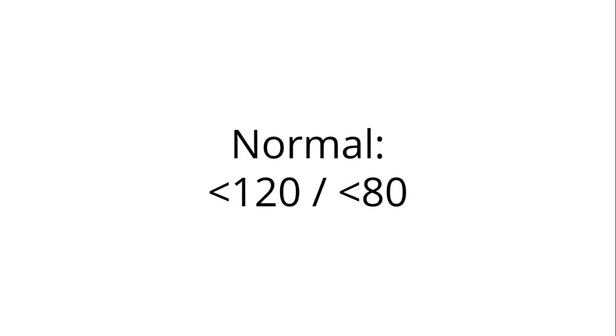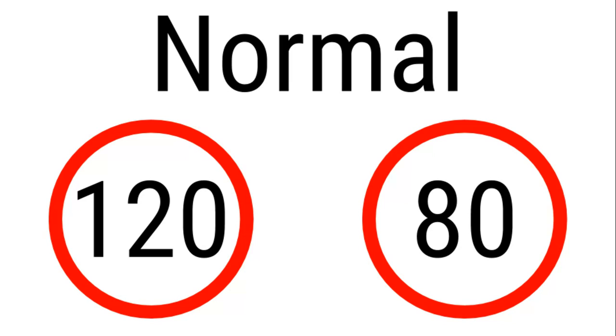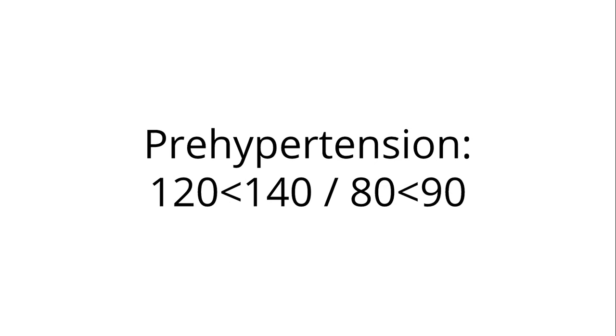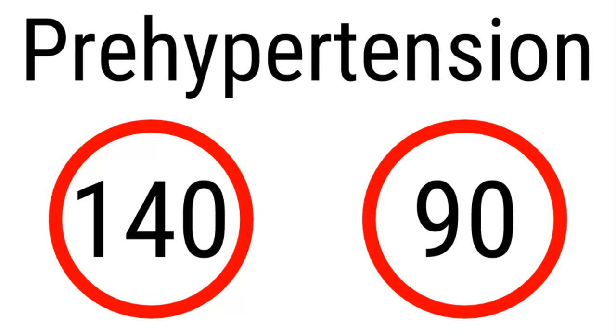Classification. Normal is less than 120 systolic and less than 80 diastolic. So two numbers to remember: upper limit 120, upper limit 80 to say normal. Everything above this is called prehypertension. Prehypertension is when you have 120 to 140 systolic or 80 to 90 diastolic. Everything above 140, everything above 90 is hypertension.